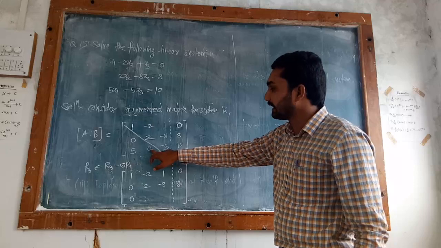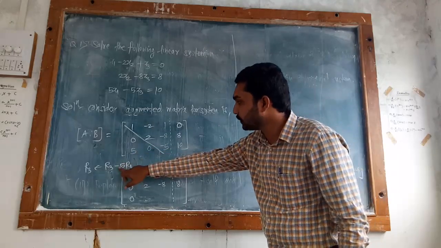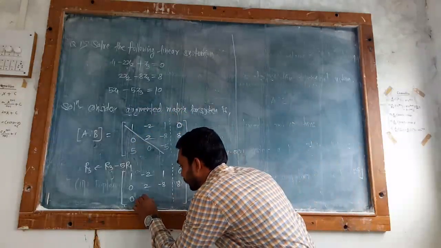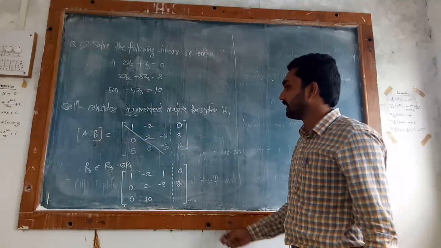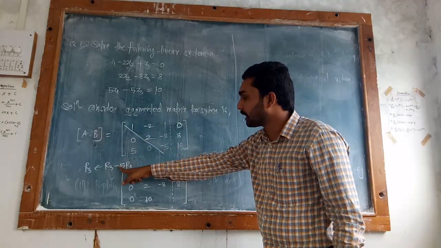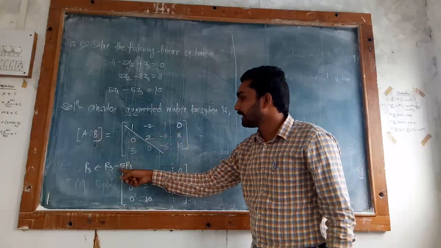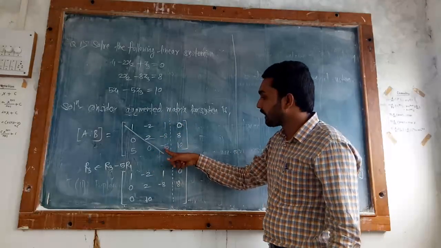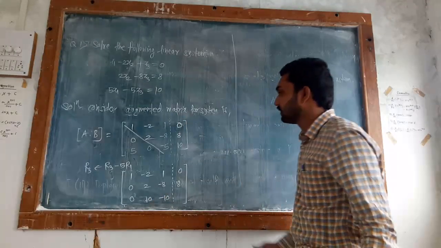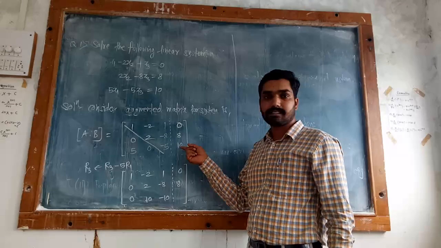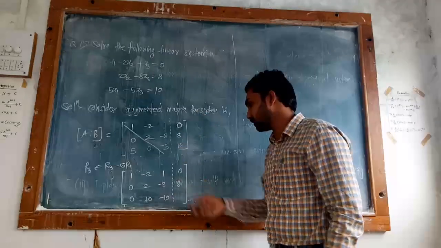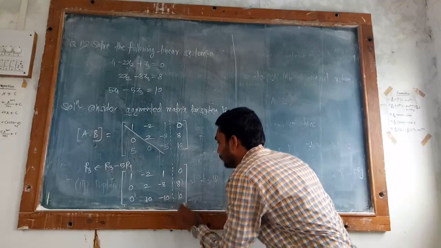What is the next one? In R3, 0 minus 5 into minus 2: minus becomes plus, 5 into 2 is 10. That element is 10. The next element, minus 5 minus 5 into 1, that is minus 5 minus 5, and then minus 5 into minus 5 becomes minus 10. This value becomes minus 10. What is the last one? R3 is 10, 10 minus 5 into 0 is 0, so 10 minus 0 is 10.